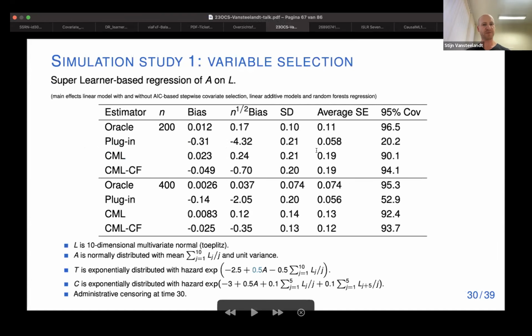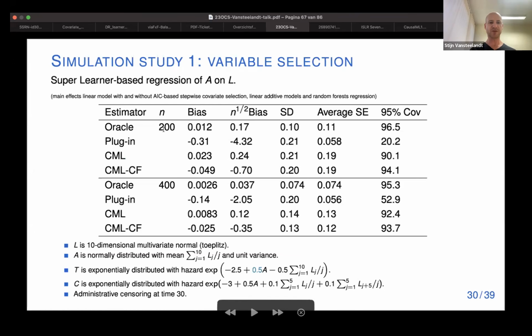I'll give an impression of how this is doing in simulations. The first simulation study looks at variable selection. Here I'm just fitting a standard Cox model for the outcome, the time to event. But you may remember that we also need models for the exposure, and for that I use superlearner, a stacked learner involving a main effects linear model. This is looking at a continuous exposure. Variable selection is part of the game. We also look at linear additive models and random forest regression. So we basically use a combination of these strategies.